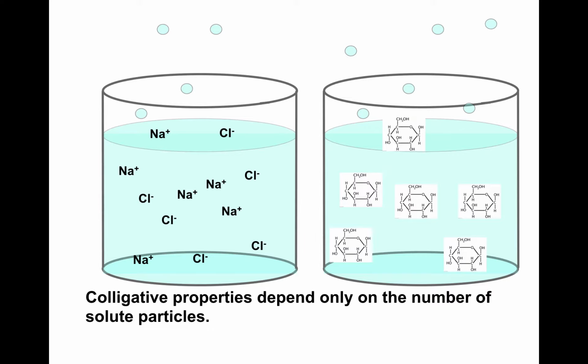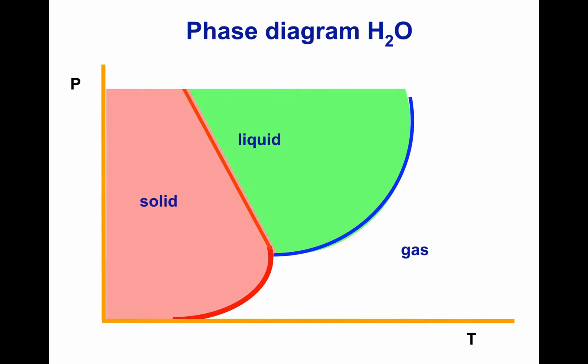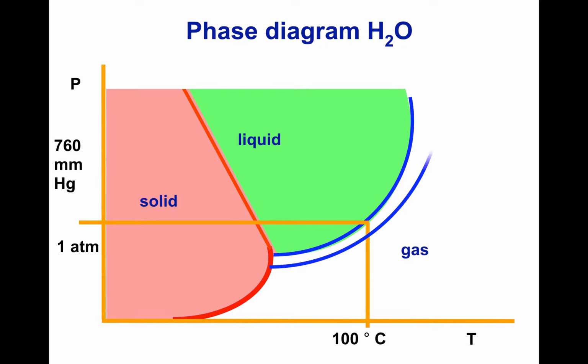So 6 NaCl's give you 12 particles, whereas 6 sugars only give you 6 particles, so less of an effect. So that's what colligative properties are about. It's about particles affecting things like vapor pressure of your solution. So if I have the pure solvent, it has a vapor pressure at 100 degrees Celsius, and if I add a non-volatile solute to the solvent, I lower the vapor pressure.